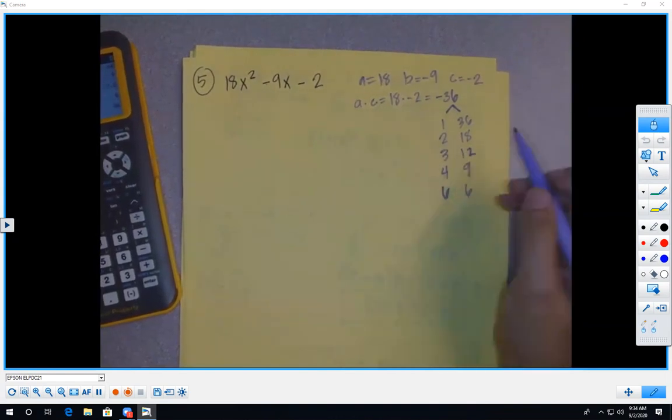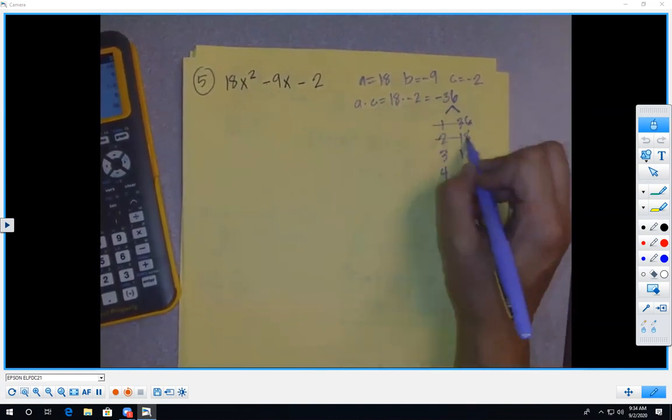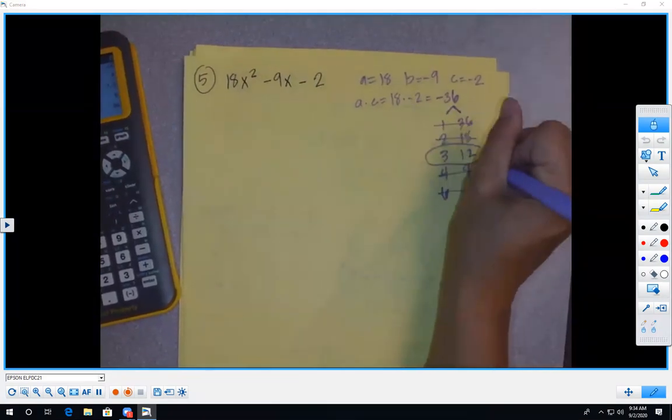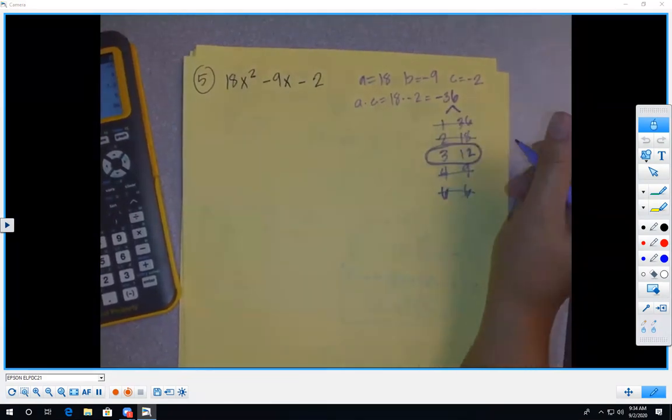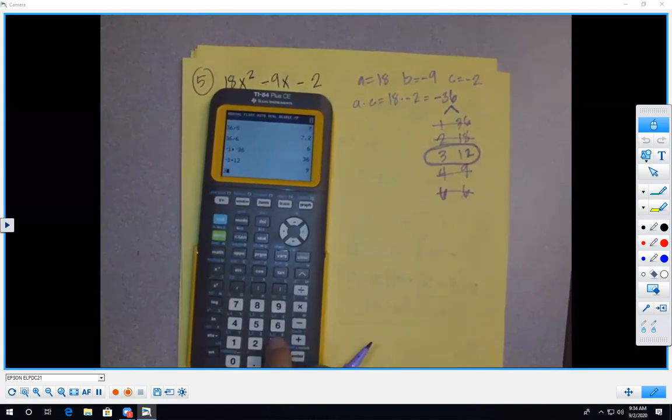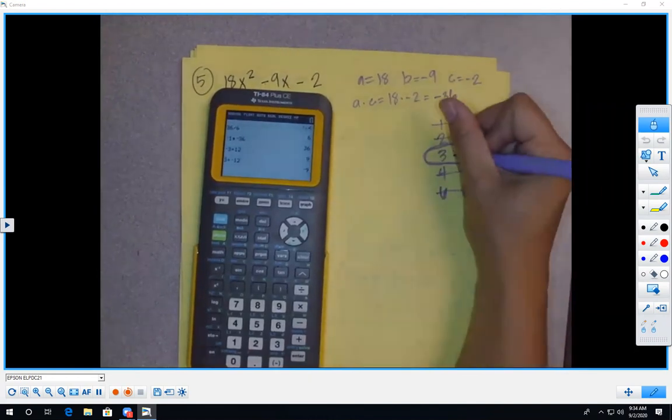The 3 and 12, right? 1 and 36 isn't going to work. 2 and 18 is not going to work. 4 and 9, 6 and 6, it's 3 and 12. I need to make that into negative 9. So you can play with it. If it was negative 3 plus 12, does that give you negative 9? No. If it's 3 plus negative 12, does that give me negative 9? Yeah, so it's negative 12.